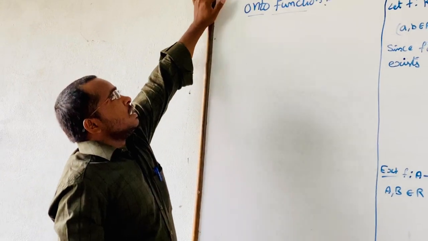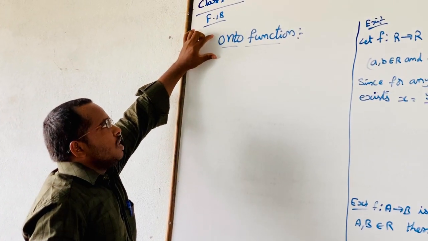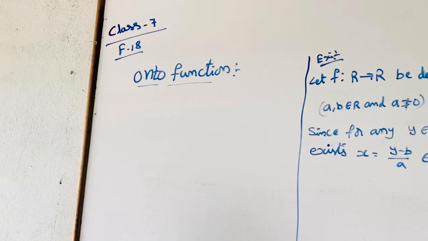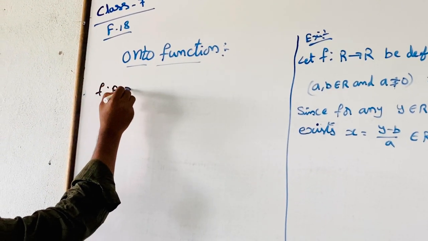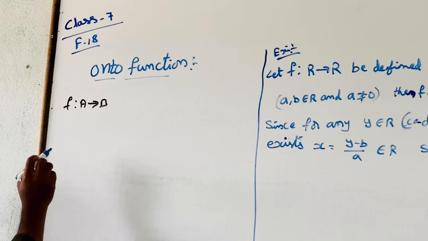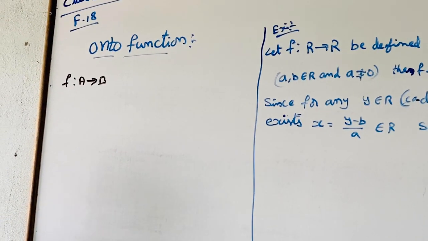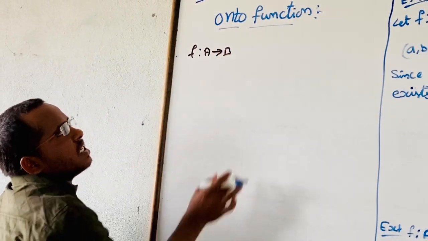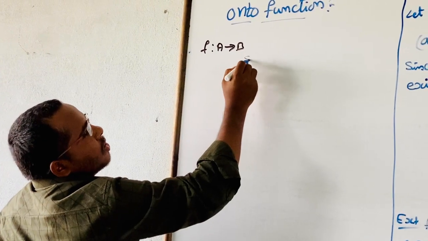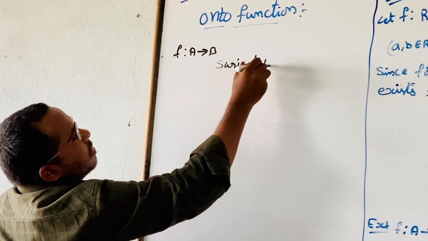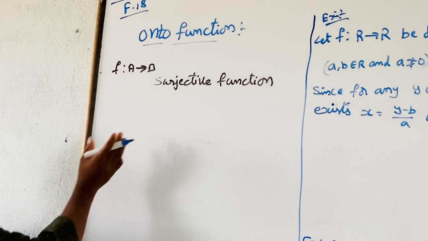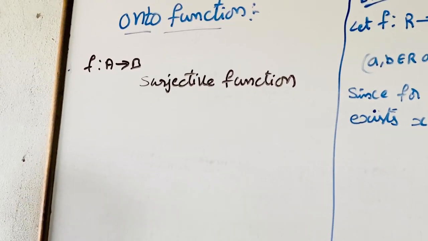Today's session is class 7. Topic is onto function. Page number F18. What is onto function? A function f map A to B, if every element of B has its pre-image in A, is called onto function. It is also called surjective function. In this function, range of the function is equal to codomain of the function.